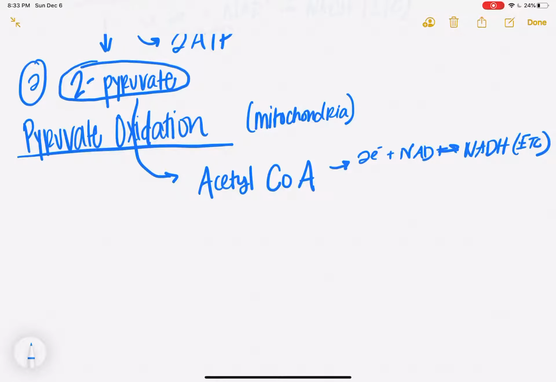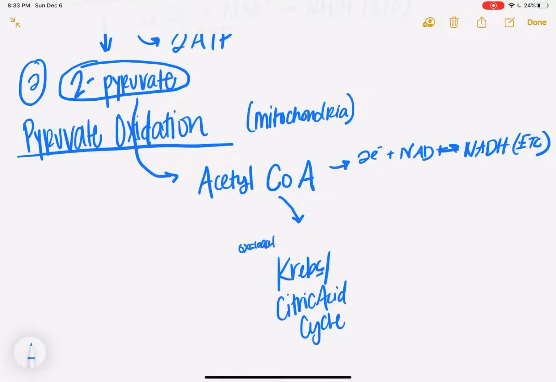All right, so now this acetyl-CoA is going to enter the Krebs or citric acid cycle. And it's going to join with oxaloacetate.